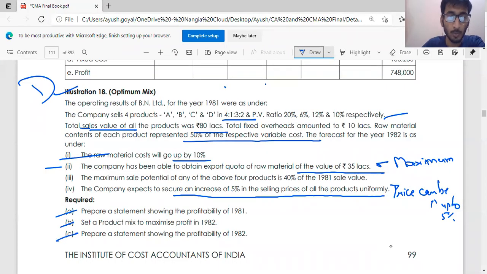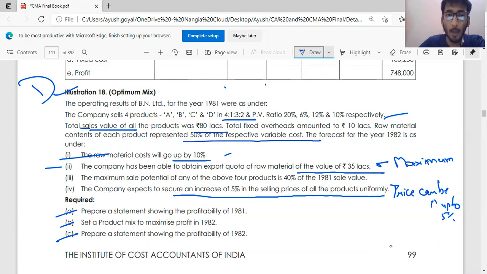Now, what is the third question? Prepare a statement showing profitability of 1982. So basically, now we need to calculate what would be the profit if we allocate the raw material in the given ranking. What data is given to us? Just read once. We are given that raw material cost will go up by 10%. The maximum raw material available is 35 lakh. Maximum sale potential of any of the four products is 40% of 1981 sale value.